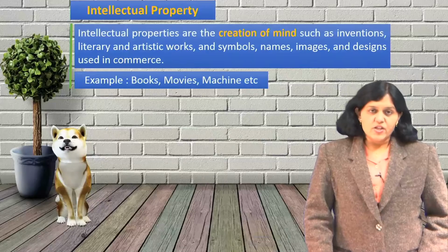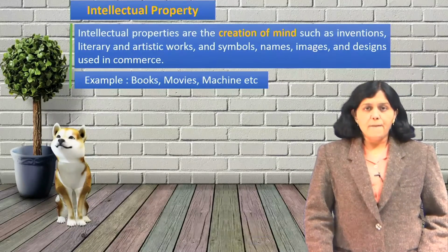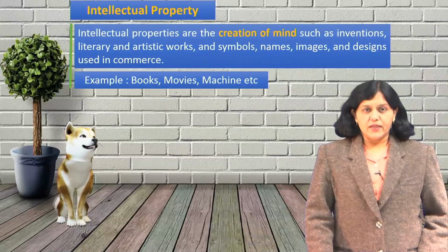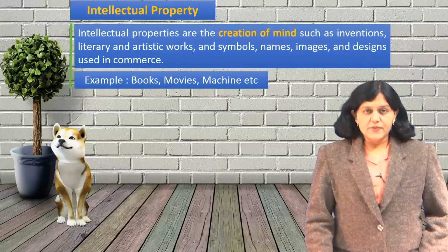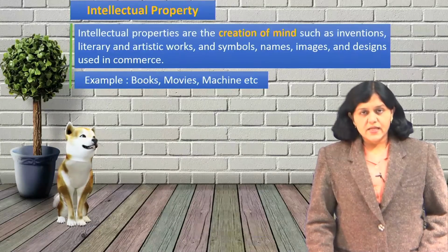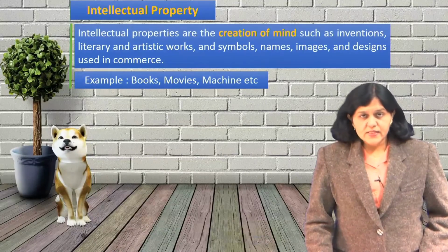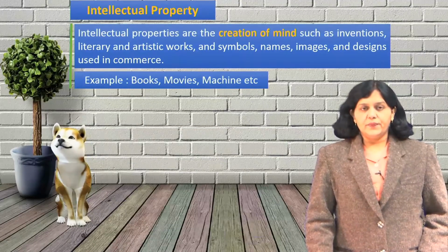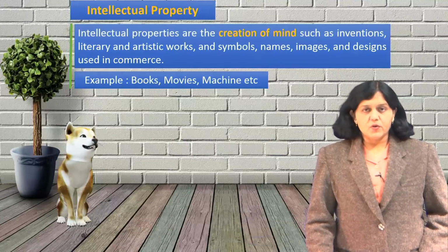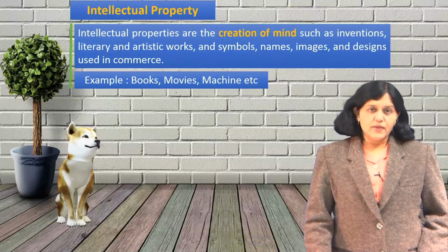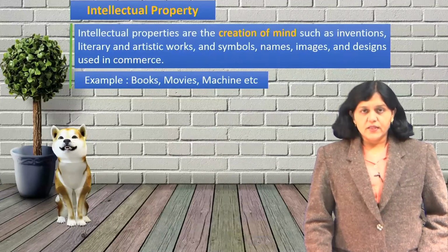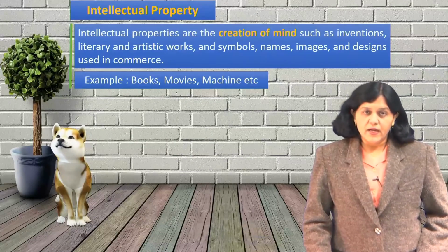So, when we say invention, as just mentioned above, it is a patent, a type of intellectual property. When we say literary or artistic work, it is copyright, a type of intellectual property. When we say symbols, names, images, it is industrial design, again a type of intellectual property. So, we will see these various types in the next module in detail. Now, we have enough understanding about property and its types, tangible and intangible, and we understood that intellectual property is a type of intangible property.